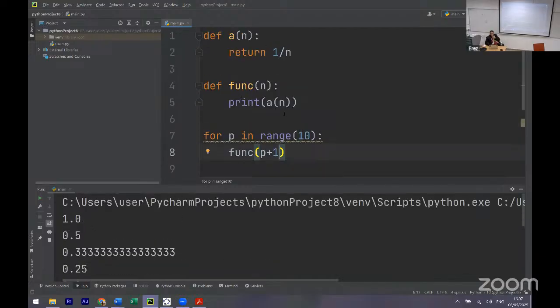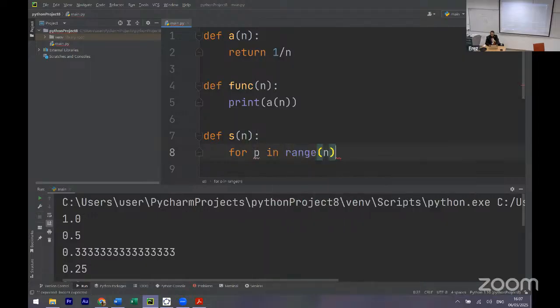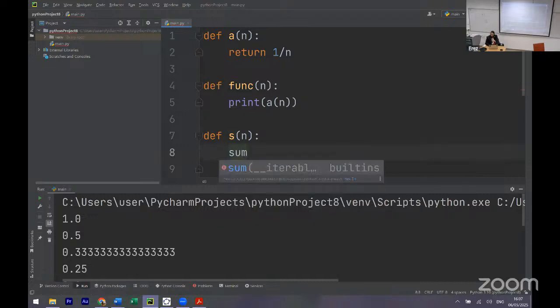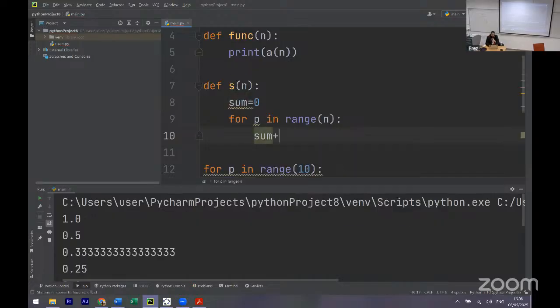What would be the partial sum sequence? So define S of n as such. For p in range n, sum plus equals A of n.